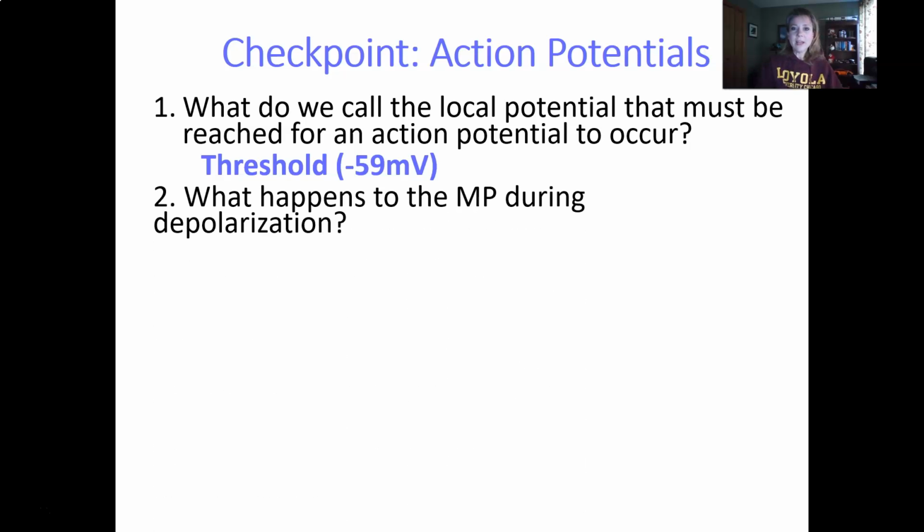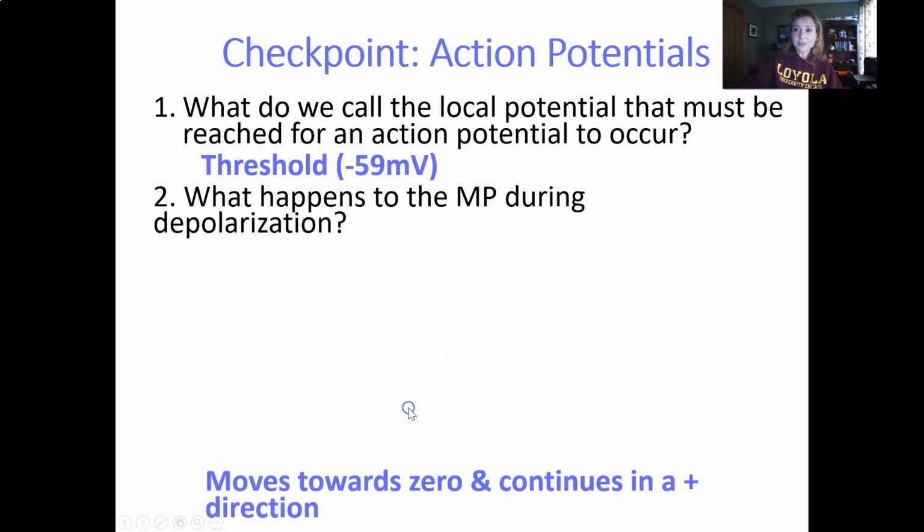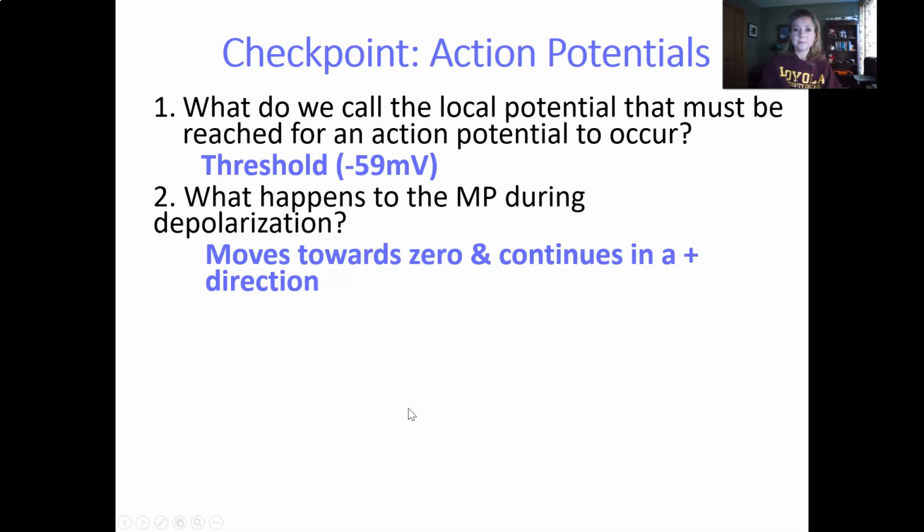Number 2, what happens to the membrane potential during depolarization? Break the word apart. Well, our membrane potential during depolarization is going to unseparate. So it's going to move from negative 70 to becoming more positive. It moves towards 0 and beyond, all the way up to positive 30 millivolts.